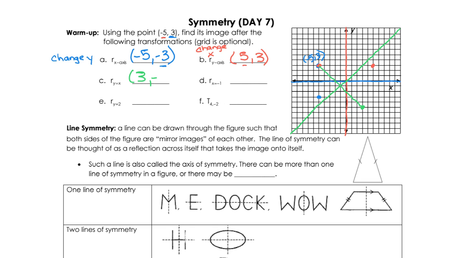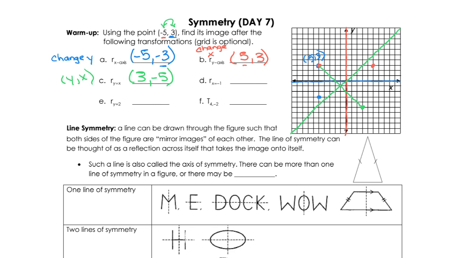(+3, -5). And if you guys remember the rule for y = x, all it does is flip your coordinates around. And so you're going to have your y come first and your x come second. So if you went up here and you flip these around, 3 would come first and -5 would come second, which is what we got for question C.